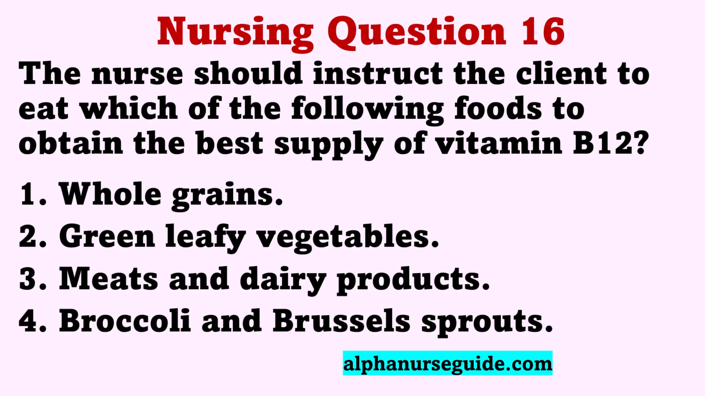The correct answer is 3. Meats and dairy products. Good sources of vitamin B12 include meats and dairy products. Whole grains are a good source of thiamine. Green leafy vegetables are good sources of niacin, folate, and carotenoids, which are precursors of vitamin A. Broccoli and Brussels sprouts are good sources of ascorbic acid, which is vitamin C.